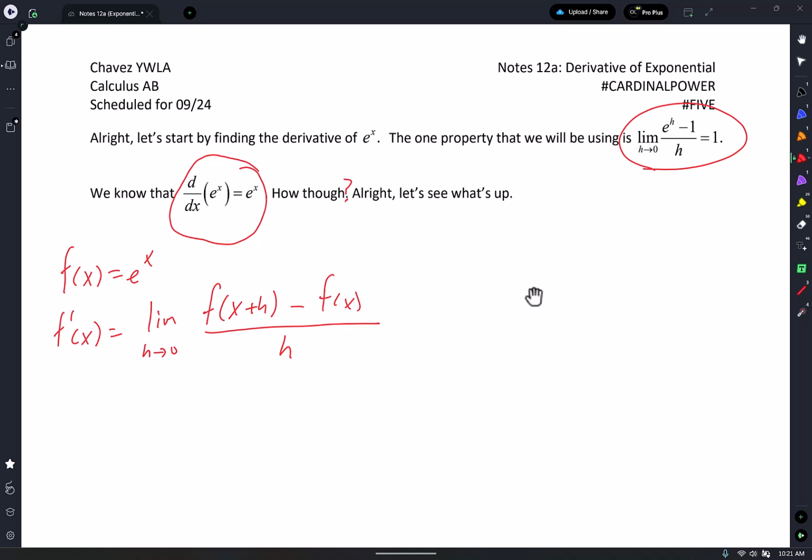I'm going to plug in. I already know that f of x is e to the x. Let me write what f of x plus h is. f of x plus h equals e to the x plus h, and x plus h is an exponent. We're still okay?